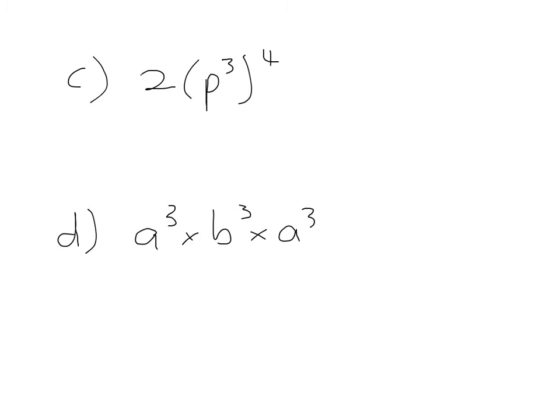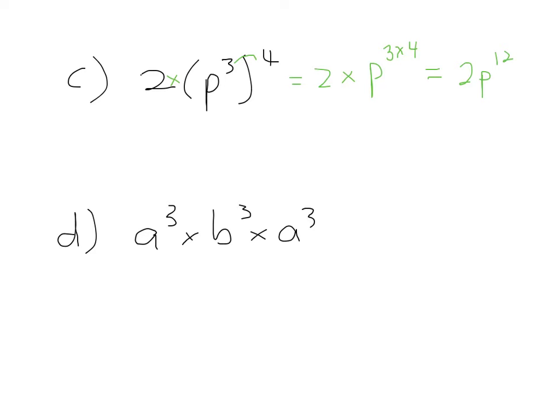For this third one, we have brackets, so what happens with the brackets is we multiply the powers. Only what's inside the bracket is multiplied by the power outside the bracket. So in this case, this is equal to 2 times p to the power of 3 times 4, and that will be equal to 2 p to the power of 12.